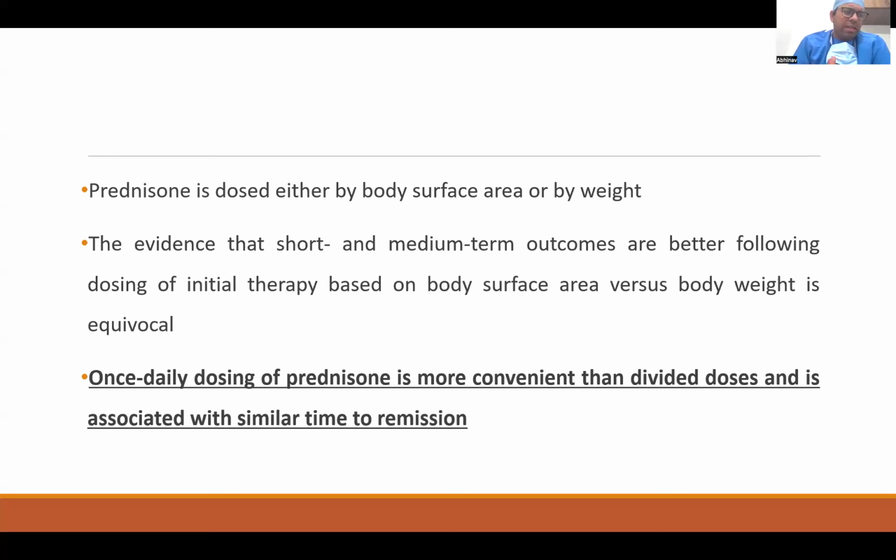So whenever you're prescribing steroids, it's fine even if you prescribe once daily or in two divided doses. There were studies which compared once daily dosing versus divided dosing, and the time to achieve remission has been the same.